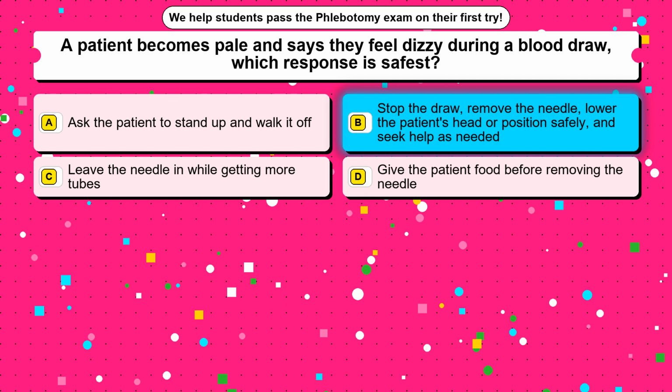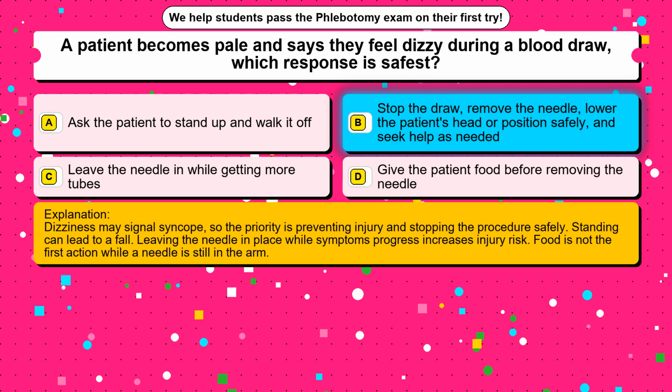Stop the draw, remove the needle, lower the patient's head or position safely, and seek help as needed. Dizziness may signal syncope, so the priority is preventing injury and stopping the procedure safely. Standing can lead to a fall. Leaving the needle in place while symptoms progress increases injury risk. Food is not the first action while a needle is still in the arm.